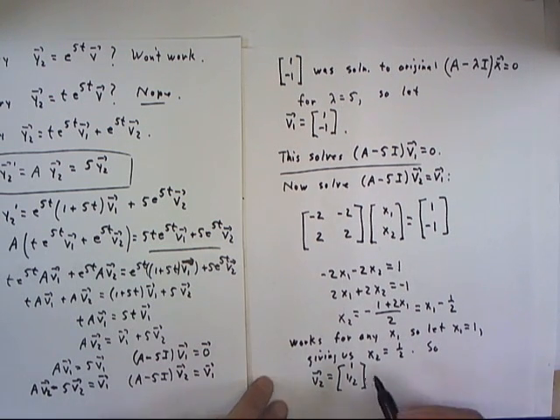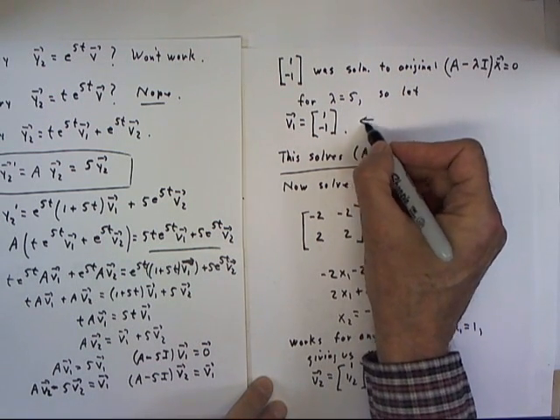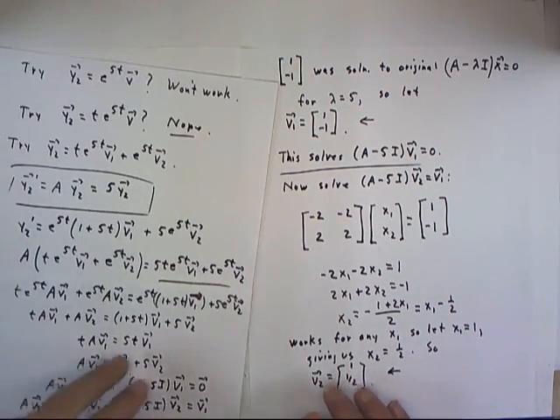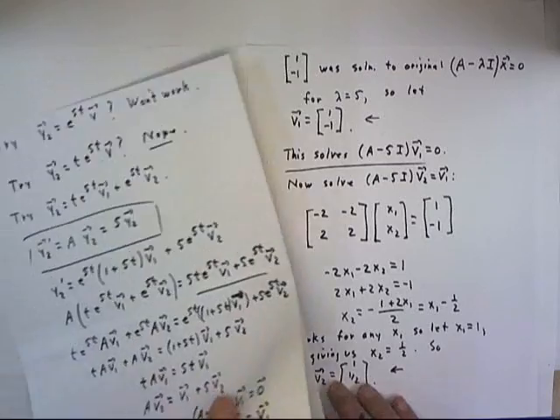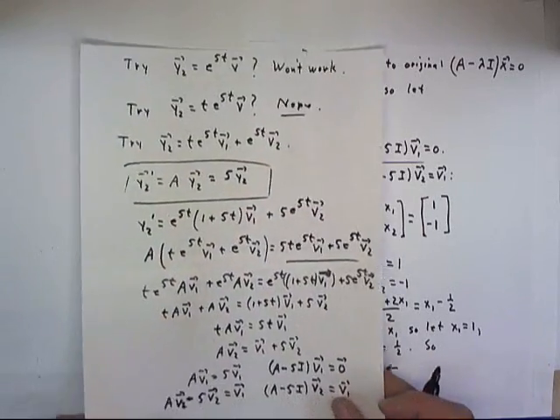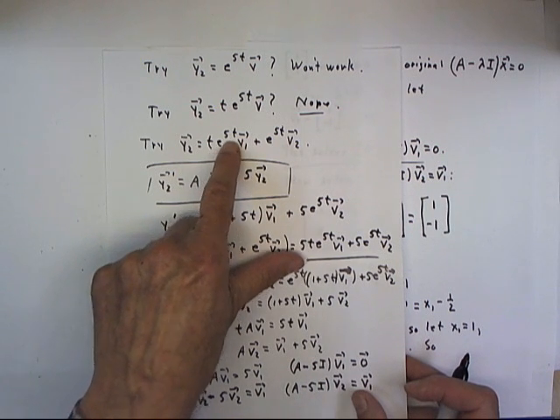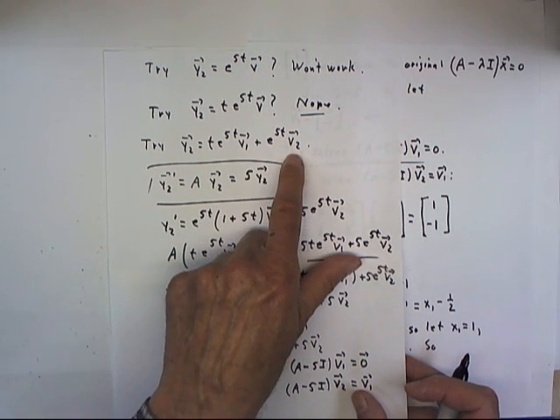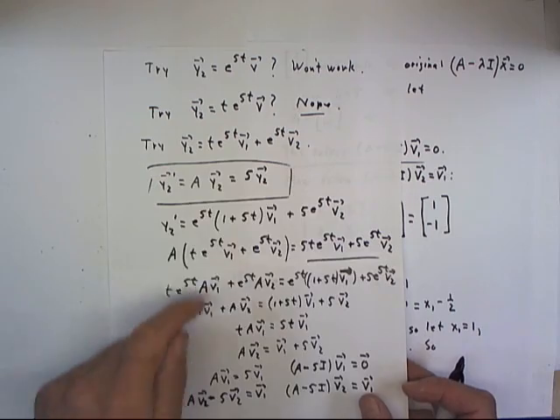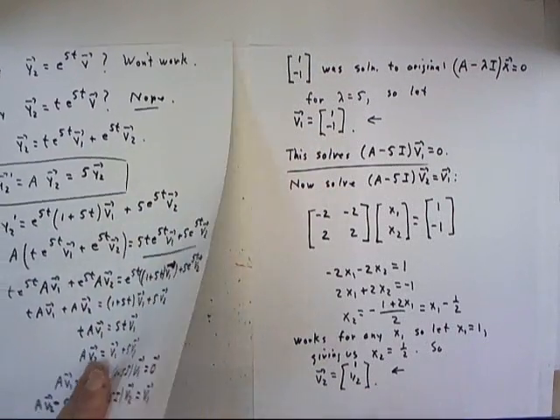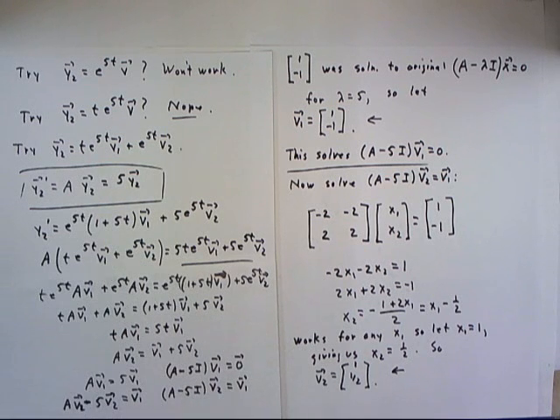Now we have our v1 vector here, we have our v2 vector here, and why do we have a v1 and a v2 vector? Well, that goes back to our original assumption that we have a solution y2 equals t e^(5t) v1 plus e^(5t) v2. All we have to do is plug in our v1 and v2 vectors now, and we have a solution to our system.